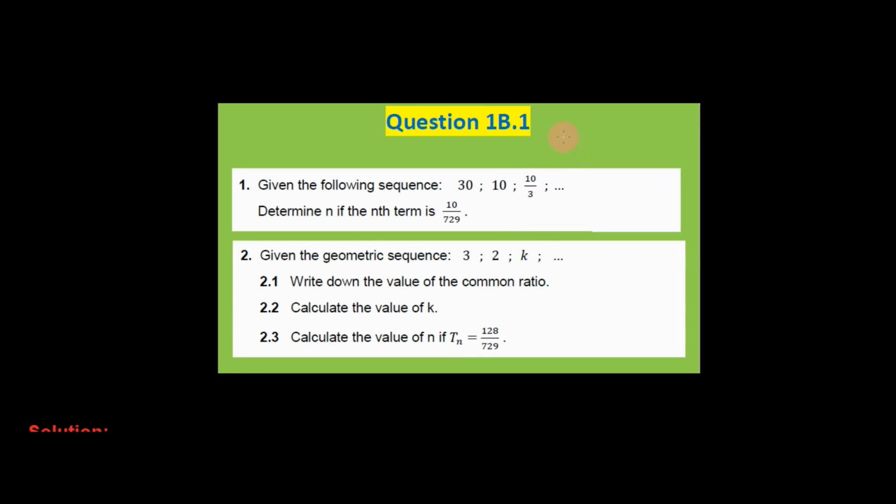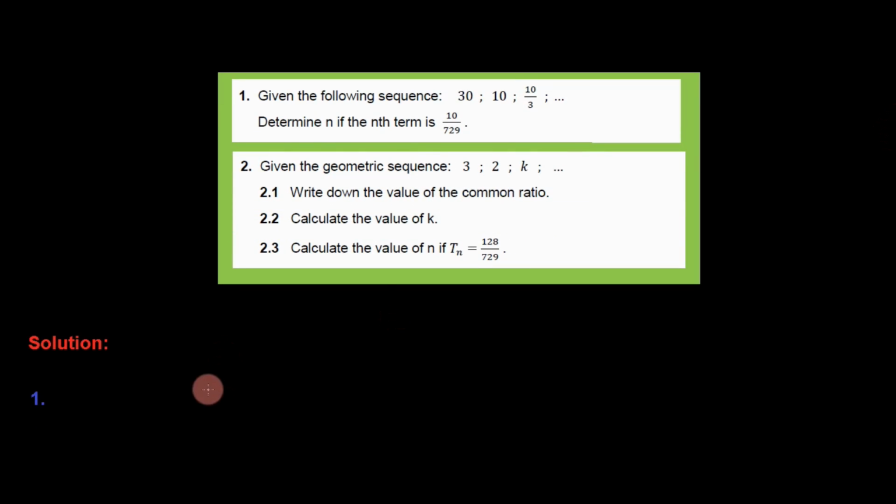So let's look at your answers to this question. In the first one it says, given the following sequence, 30, 10, 10 over 3, etc., determine n if the nth term is 10 over 729. We can start by writing down what we have and what we need to find. We have the first term a, which is 30.